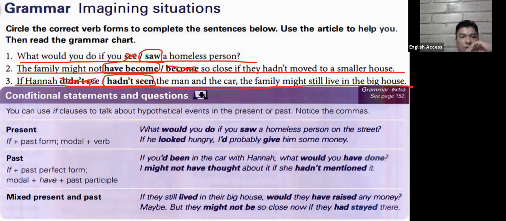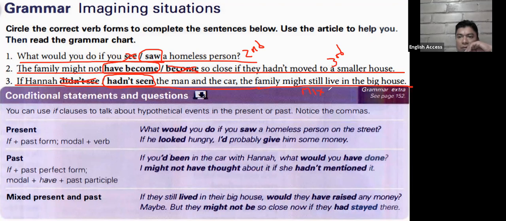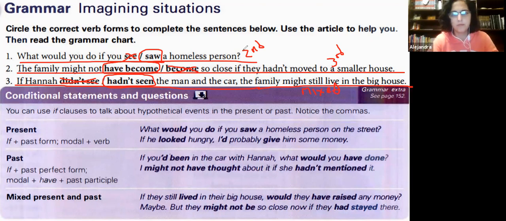We have conditionals, different conditionals. The first one is the second. The next sentence is third. And the last sentence is a mixed conditional. Right? Right. Okay.